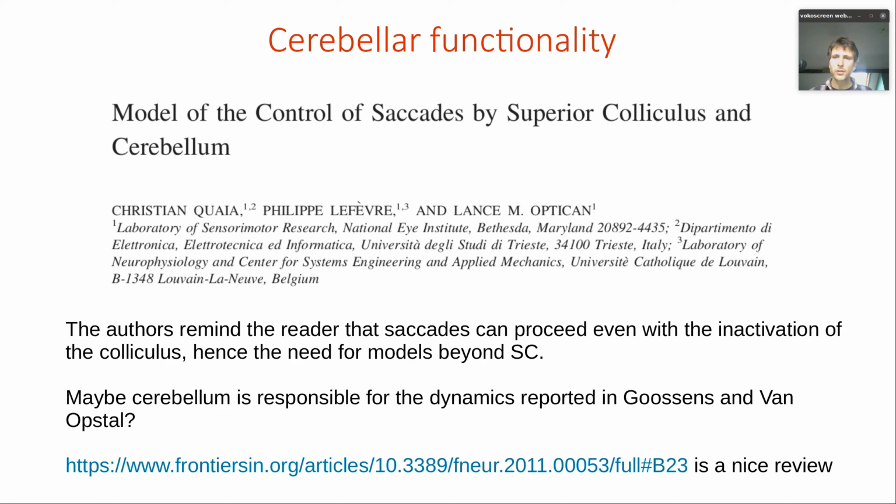There are models of saccadic control by the colliculus and the cerebellum. And this paper here from Quaia, Lefèvre and Optican is, I think, one of the main ones. I couldn't find any others, actually. But the authors remind the reader that saccades can proceed even with the inactivation of the colliculus, hence the need for models beyond superior colliculus.